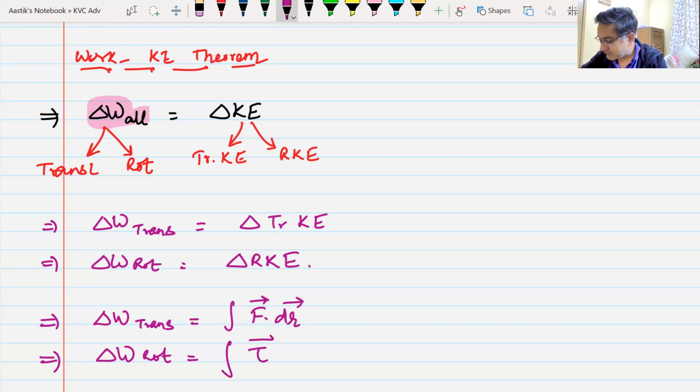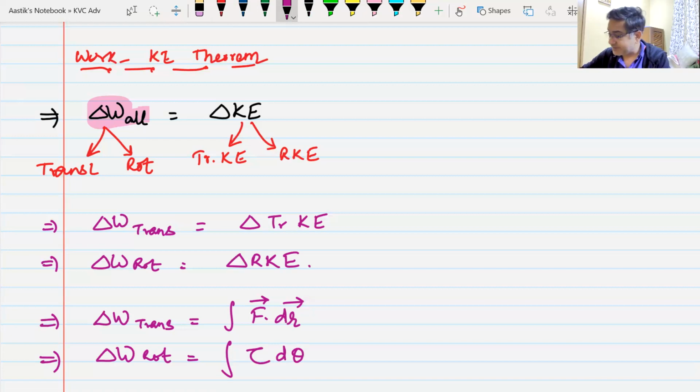So you can write it as tau dot d theta. But again, remember tau can be about any axis and rotation can be about any axis. So instead of writing it like this, you can write tau into d theta, and we must only calculate tau about the axis where the body is rotating, and you must also calculate d theta about that axis.